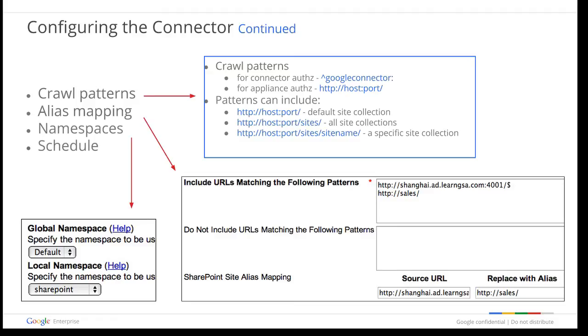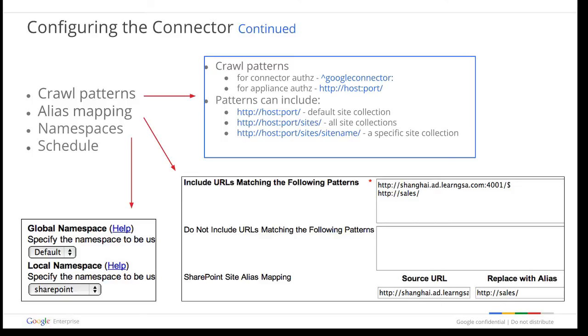Depending on your SharePoint configuration, you may need to specify site aliases. These are commonly used with intranet SharePoint installations so that users don't have to enter fully qualified host names. The connector and GSA do require fully qualified host names, but the connector can rewrite the URLs to correspond to the friendly aliases familiar to users.